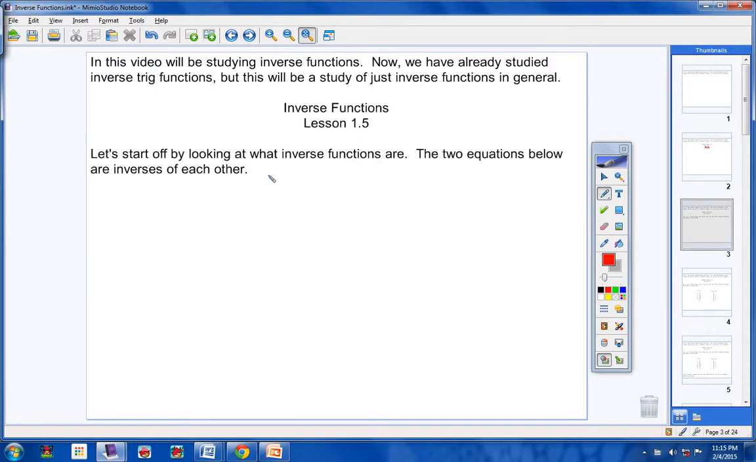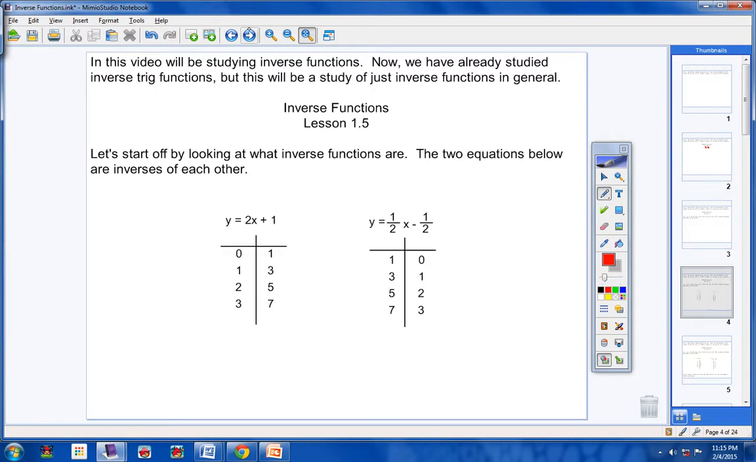Now, let's start off by looking at what an inverse function is, okay? The two equations below are inverses of each other. Please copy these in your notes, okay? I will pause a second for you to do that. Copy this equation down and this equation, and understand these two equations are inverses of each other. Also copy down these table of values, okay? I will pause for just a minute to let you copy these down.